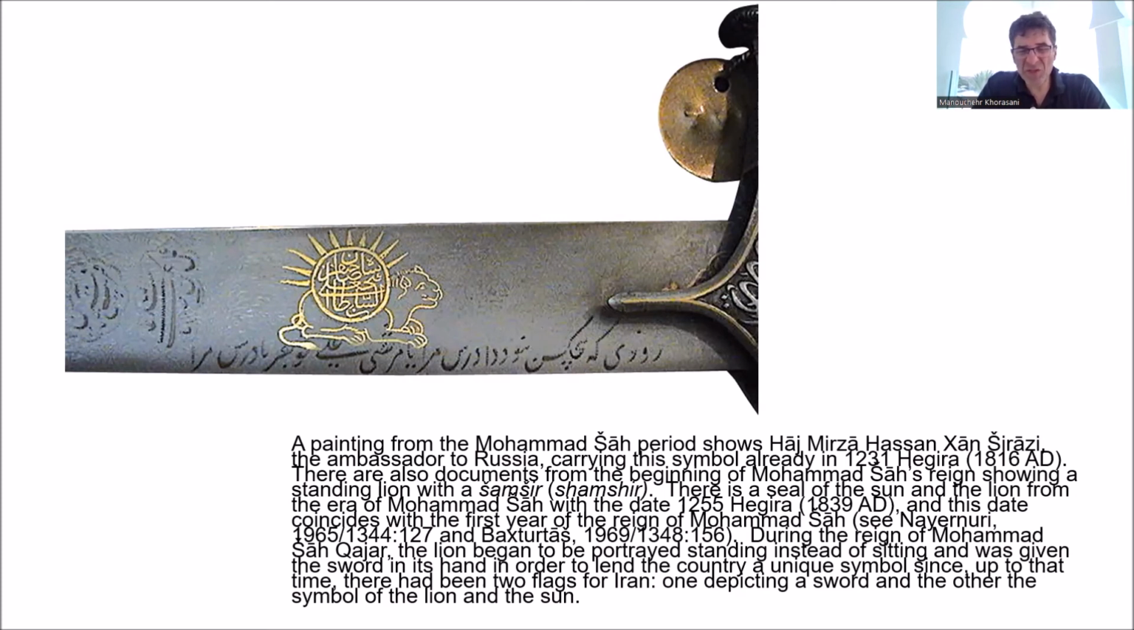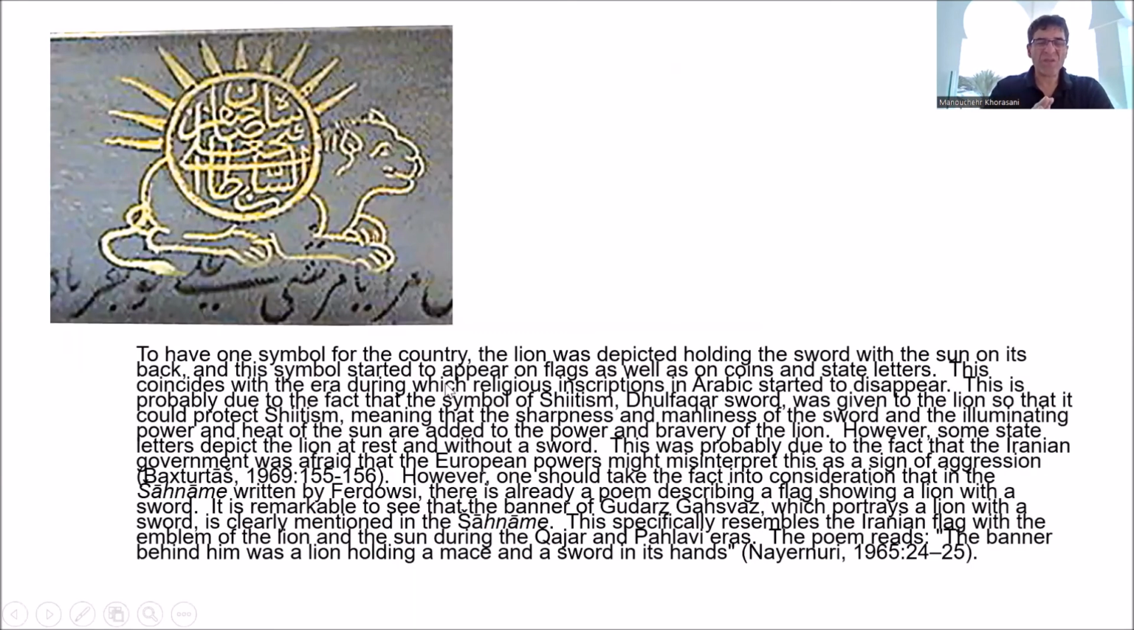During the reign of Muhammad Shah Qajar, the lion began to be portrayed standing instead of sitting and was given the sword in his hand in order to make the country's unique symbol. Since up to that time, there had been two flags for Iran, one depicting the sword and the other the symbol of the lion and the sun. Here you see the lion is sitting and no sword in his hand. To have one symbol for the country, the lion was depicted holding the sword with the sun on its back, and this symbol started to appear on flags as well as on coins and state letters.